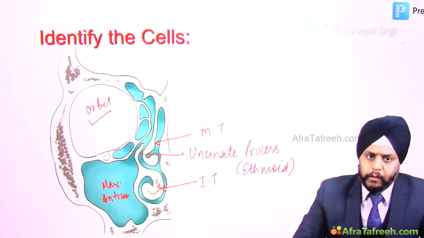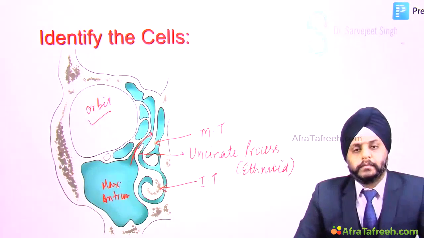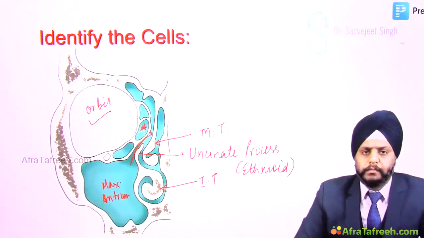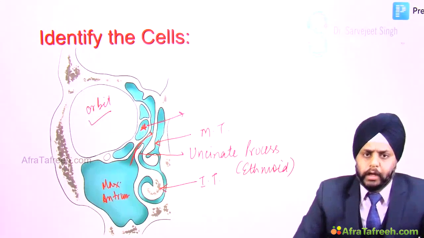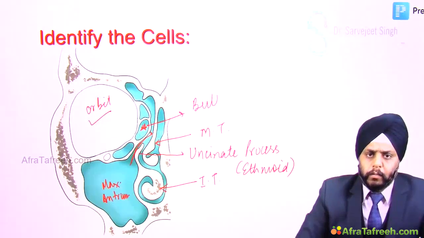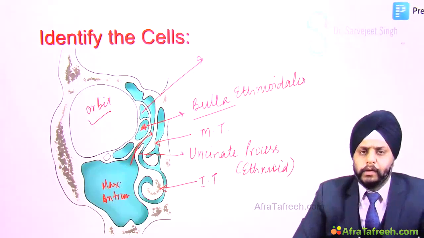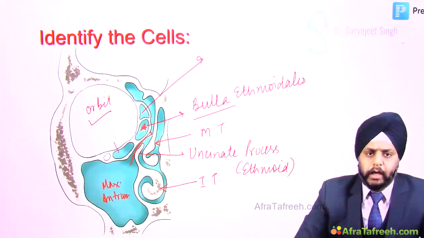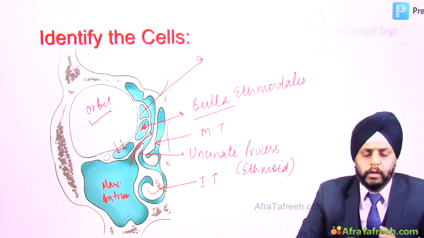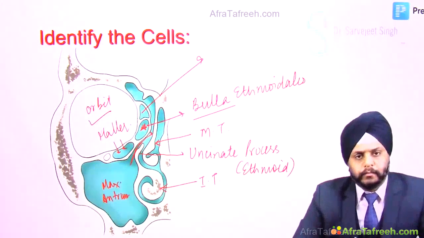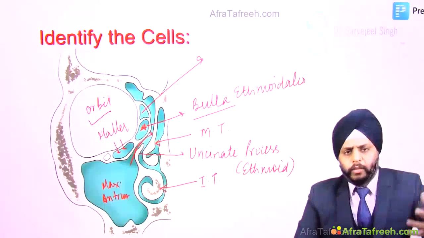Because of this uncinate process, we have over here a drainage pathway, which is known as the infundibulum. Now what is this star marked air cell? The most consistent cell of the ethmoids, that is your bulla ethmoidalis. The cell above the bulla is the suprabullar cell, and the cell below the bulla is the infraorbital cell, also known as the Heller cell. This is what we have just studied.